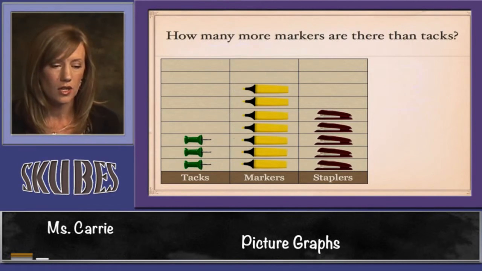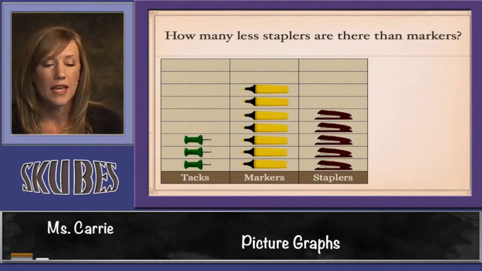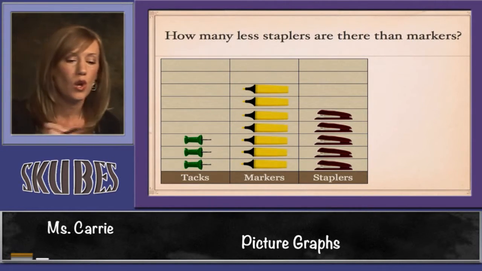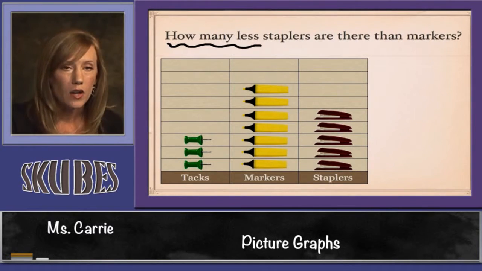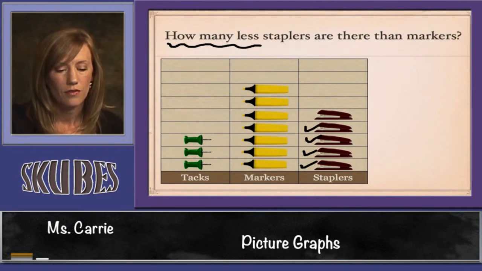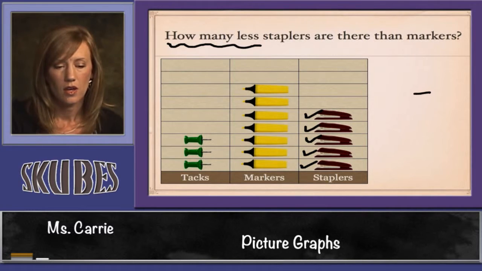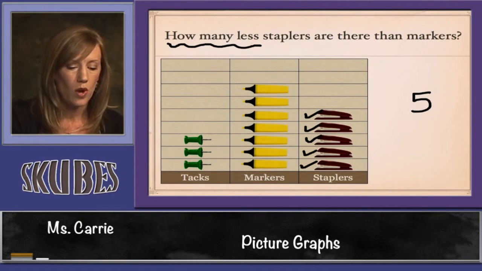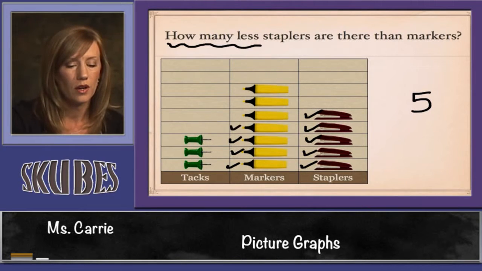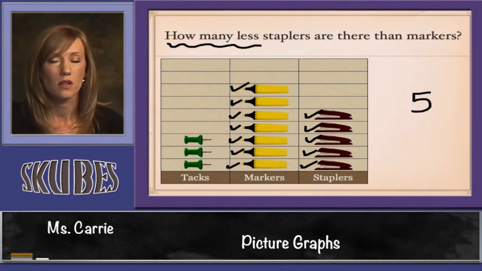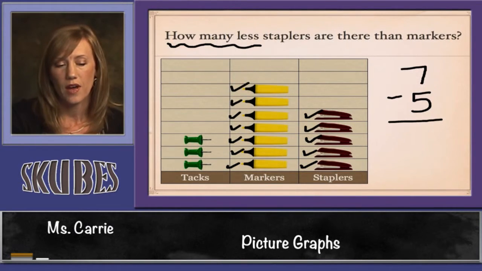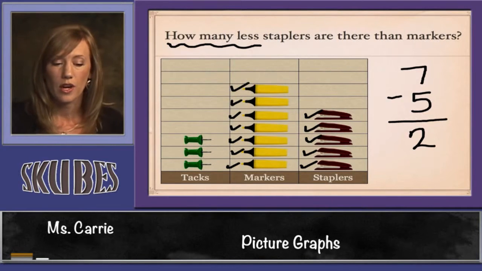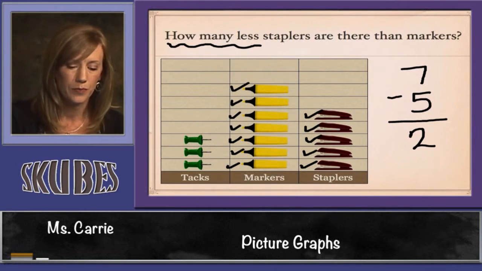Let's look at another question. This question asks, how many less staplers are there than markers? When we hear how many less, we subtract as well. So let's add up our staplers to see how many we have. We have 1, 2, 3, 4, 5. And then let's add up our markers. 1, 2, 3, 4, 5, 6, 7. Now since there are more, this number goes on top. 7 minus 5 is 2. So there are 2 less staplers than markers.